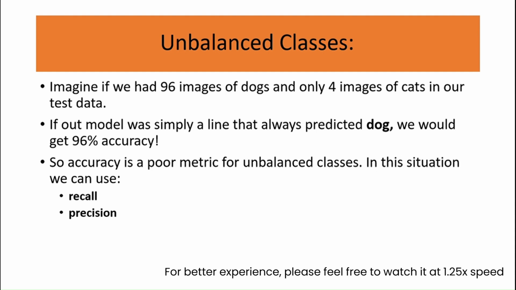So a model which always predicted dog no matter what, and 96 of the images were of dogs out of the 100 test images, then even that model would have 96% accuracy because it would be correct 96 times out of 100. But that is not right, because any time a cat image comes up, it would be predicted as dog. It won't be able to recognize any of the cat images. So accuracy is a poor metric for unbalanced classes. So in this situation, we can use either recall or precision.